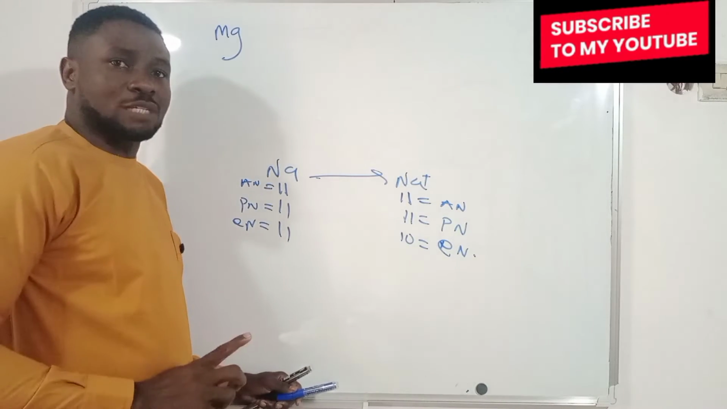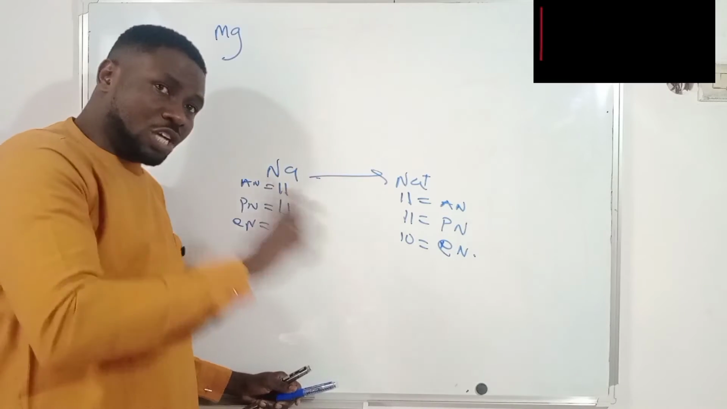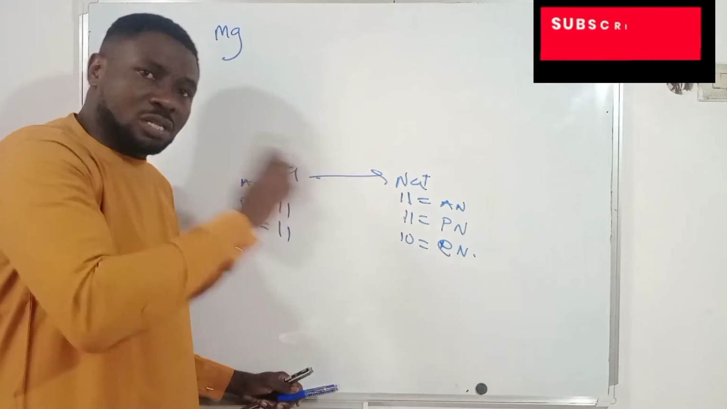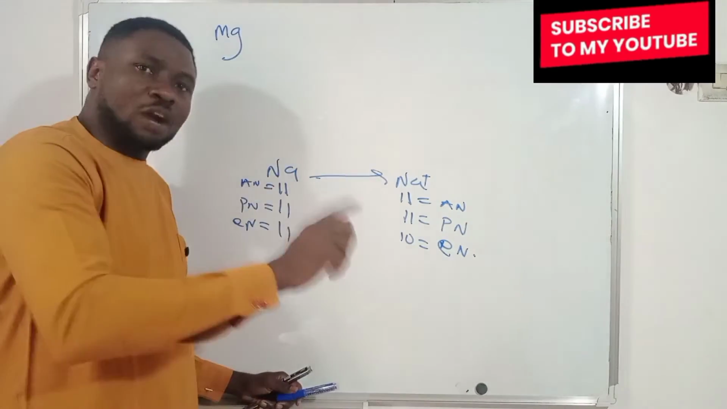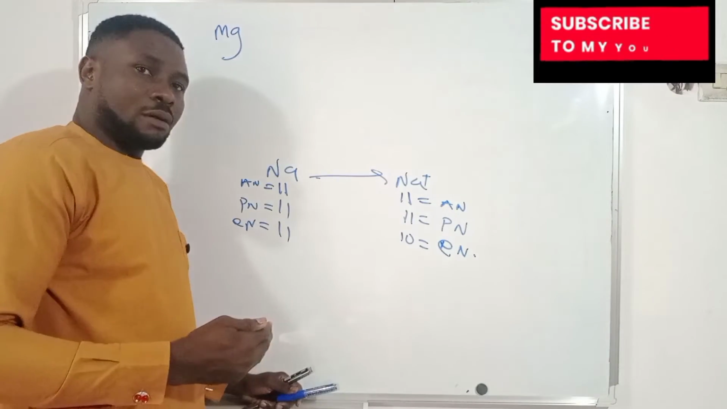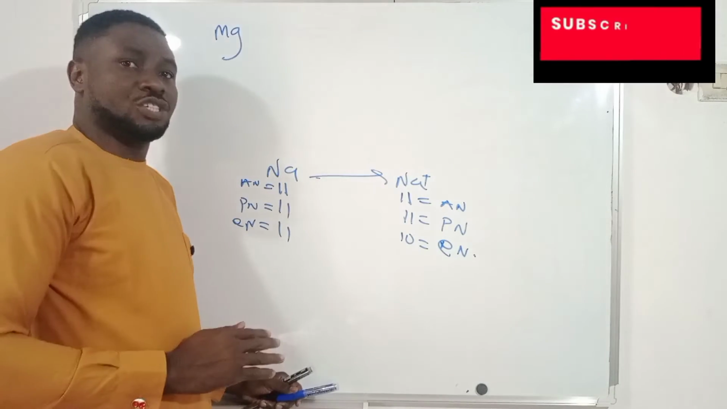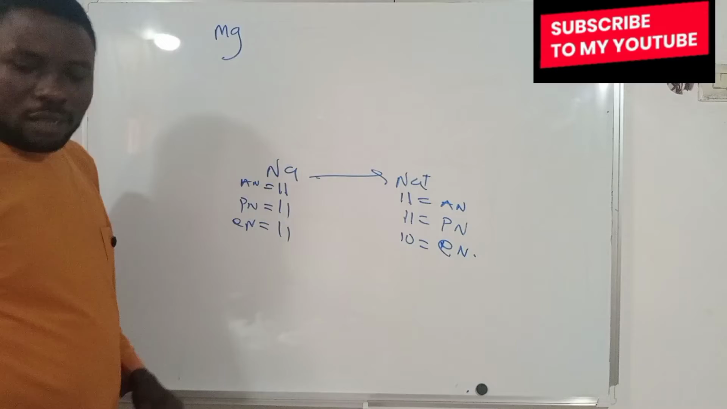Please, very important aspect. Every student should take note of this. Atomic number does not change. The proton number does not change. It's only the number of electrons that changes when electrons have been transferred. And the mass number does not equally change. Okay, that's just a digression.